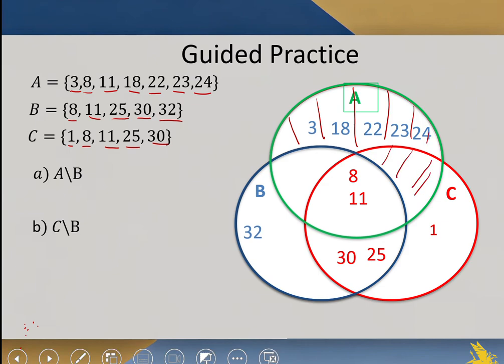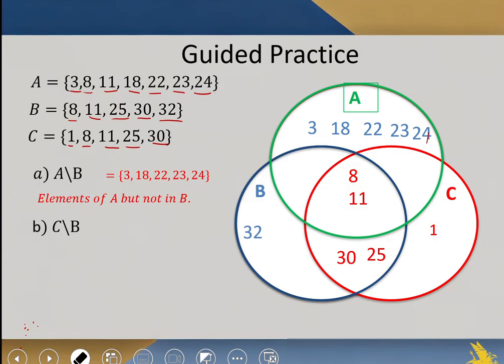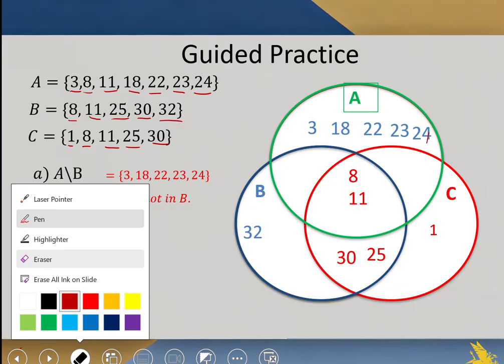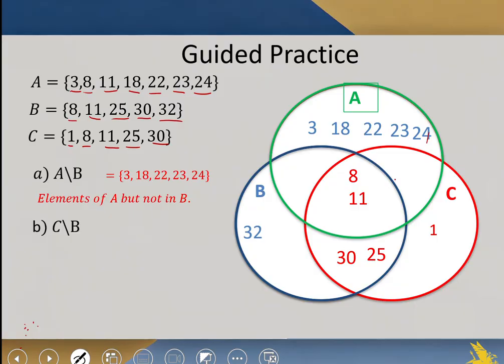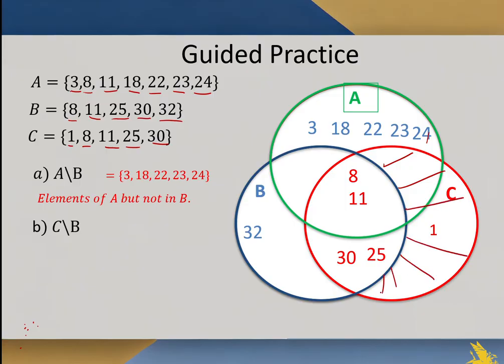So it's all my numbers there: 3, 18, 22, 23, and 24. Then I'll look for the next question. The next question says elements of C but not of B. So I will just go through C, ignoring the area that is part of B, which is just 1.